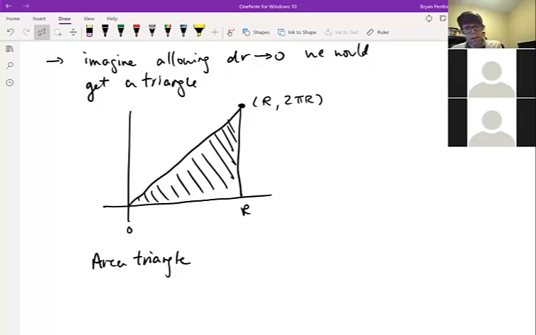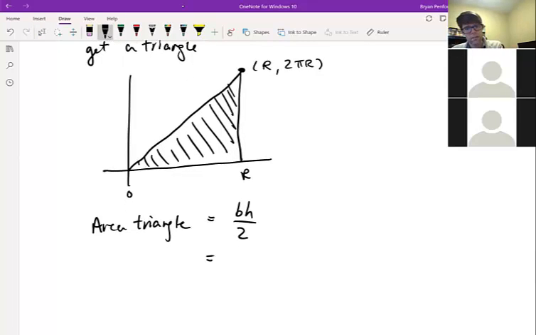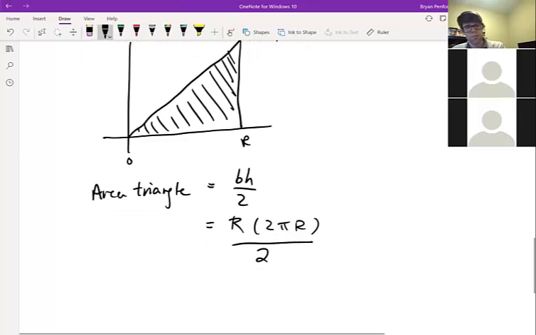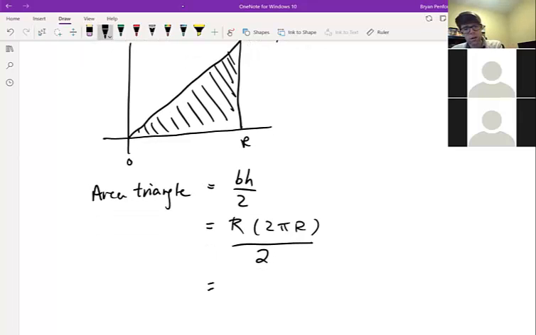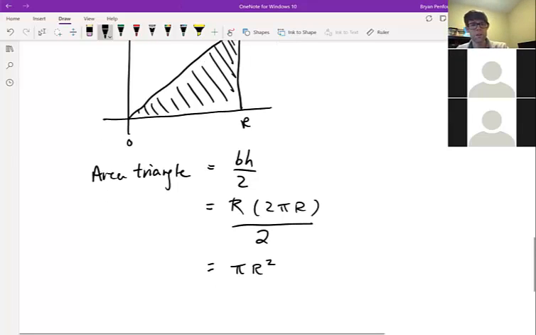And the area of this triangle is base times height over 2. The base length of this triangle is capital R. The height of this particular triangle is 2 pi capital R, and we're going to divide by 2. So simplifying that a little bit, we're going to get pi capital R squared, which is exactly what we expect to see. That is the area of our circle.